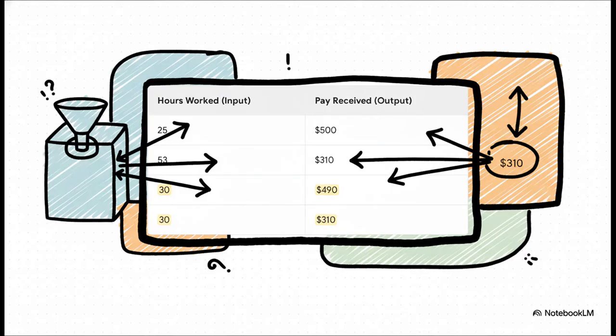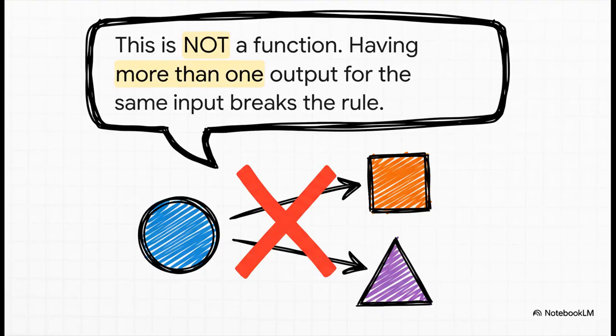Okay, now let's imagine your boss is, well, let's just say a little unpredictable. Imagine this scenario. One week you work 30 hours, you get paid $490. Okay, cool. But the next week, you work the exact same 30 hours, and you only get $310. Uh-oh. See? This is where everything falls apart.